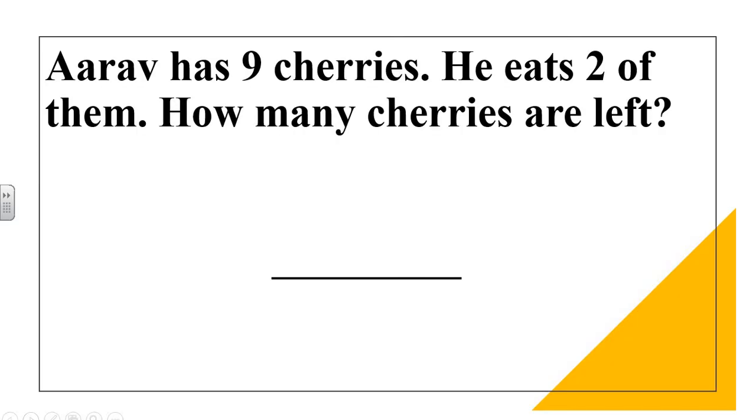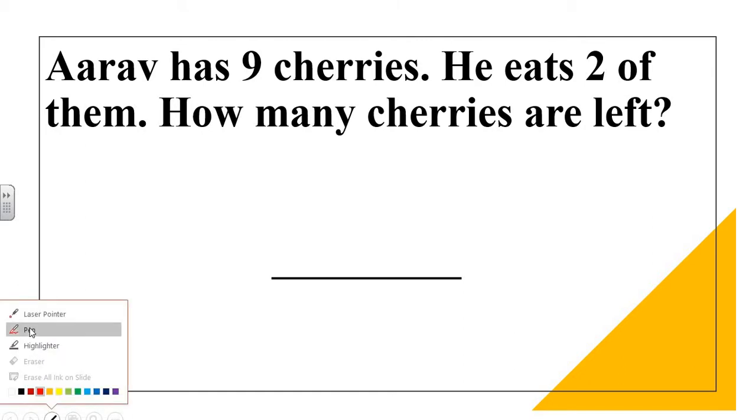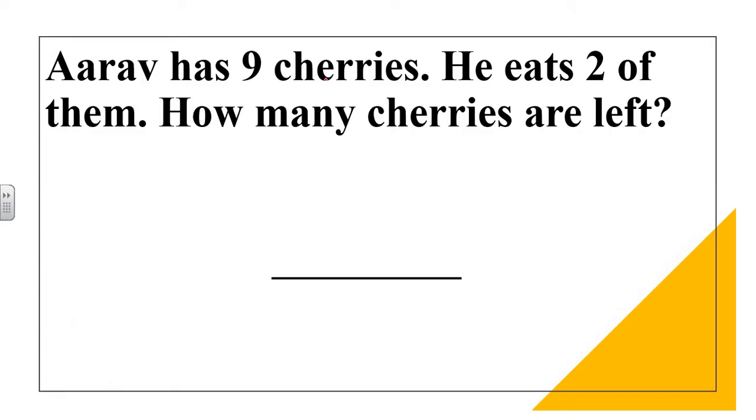Our first sum is: Arav has 9 cherries. He eats 2 of them. How many cherries are left?